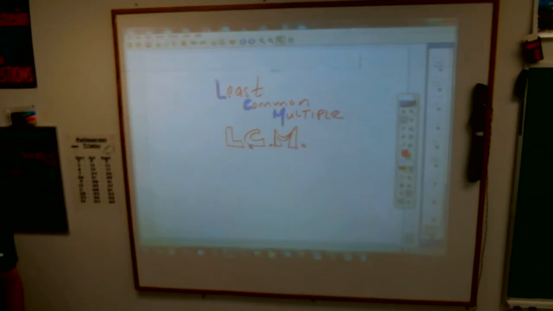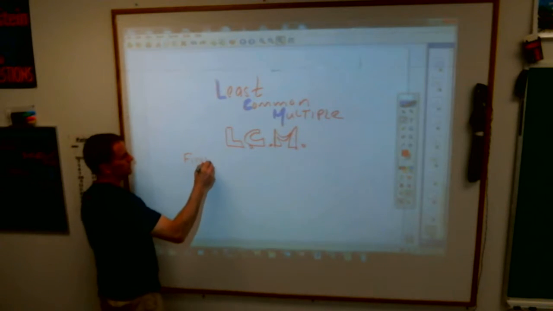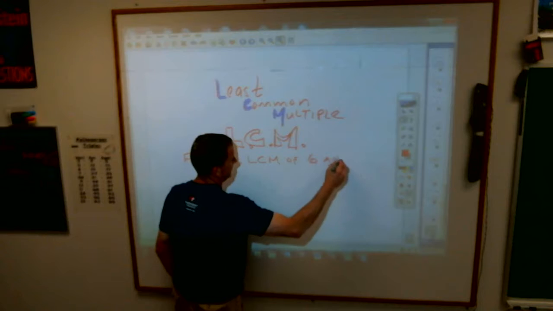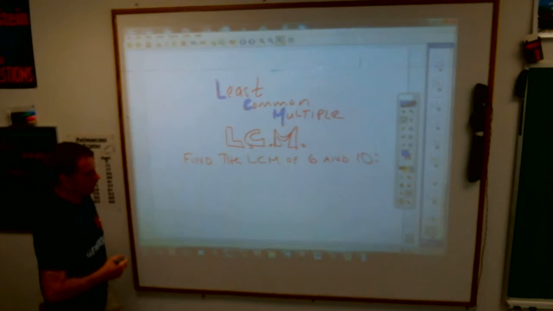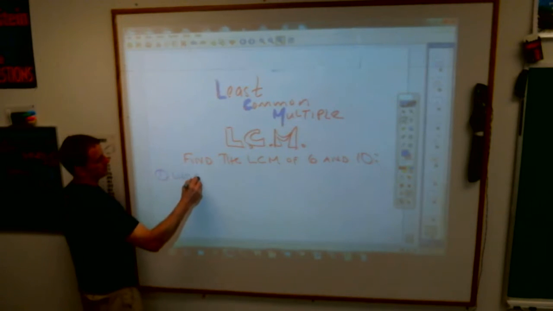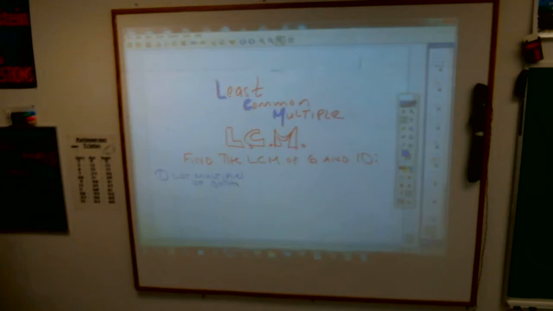Find the least common multiple of 6 and 10. The first thing you need to do to find the least common multiple is list the multiples of both numbers. Or sometimes they'll ask you for three, but for right now we're just going to do both. The problem with that would be if I asked you to list all the multiples of 6. Zach Roth, list me all the multiples of 6.